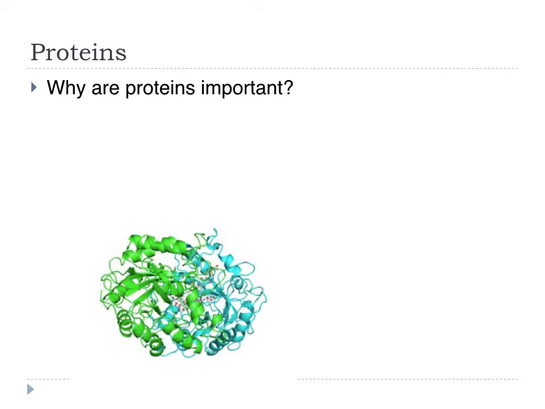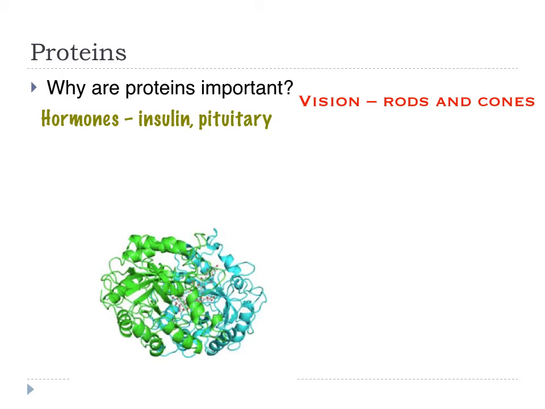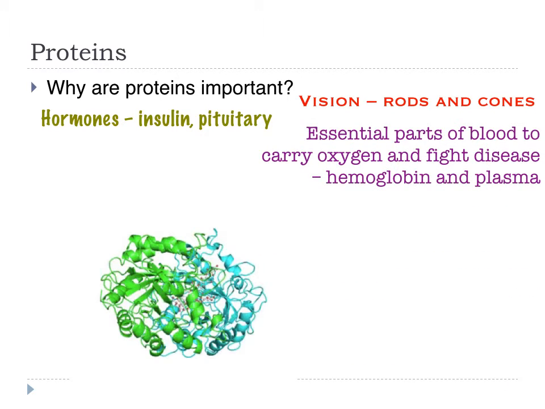So we've been talking about proteins. Why are they so important? Proteins help with your vision. They make up the rods and cones in your eyes. They make up hormones, which can include insulin and pituitary hormones, which code for growth. They are part of your blood. They're the building blocks of life.